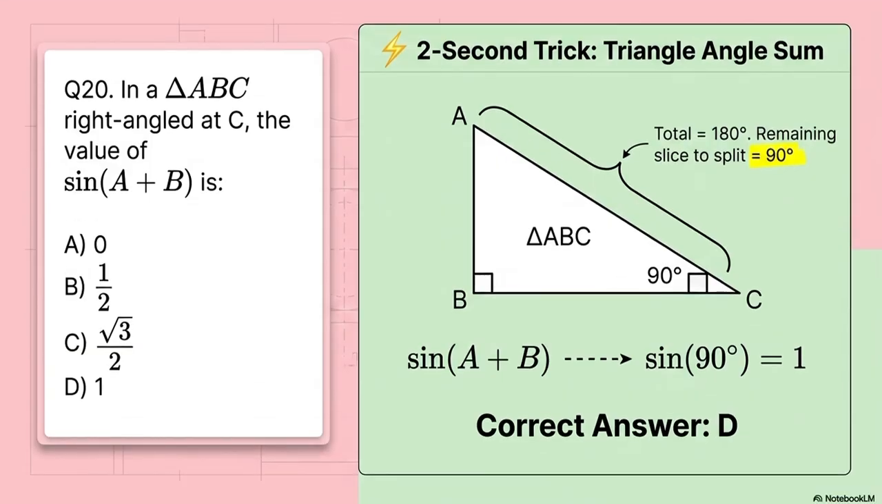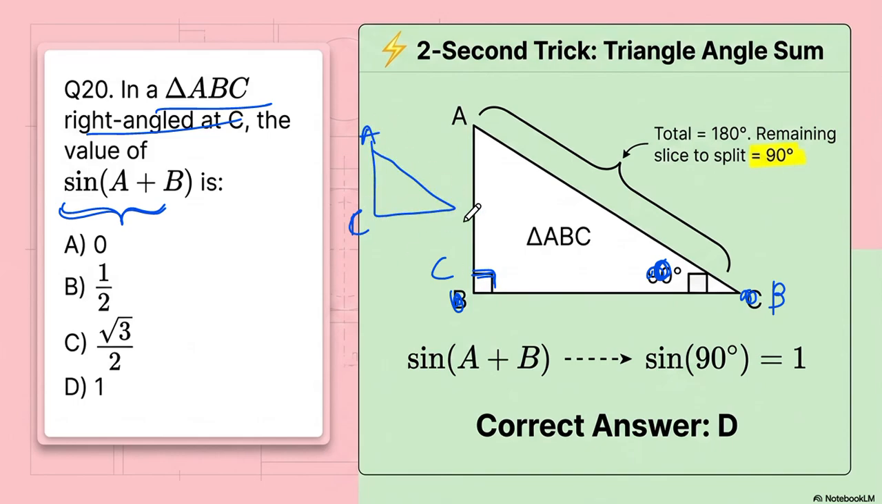Look at the last and important one. In triangle ABC, right angle triangle at C, the value of sin A plus B is. Okay, so right angle is given at C. So let's say the right angle is here, so this is C. Okay, this is B. So we have to find out sin A plus B. So if you look at this triangle, here it is A, here it is C, here it is B.